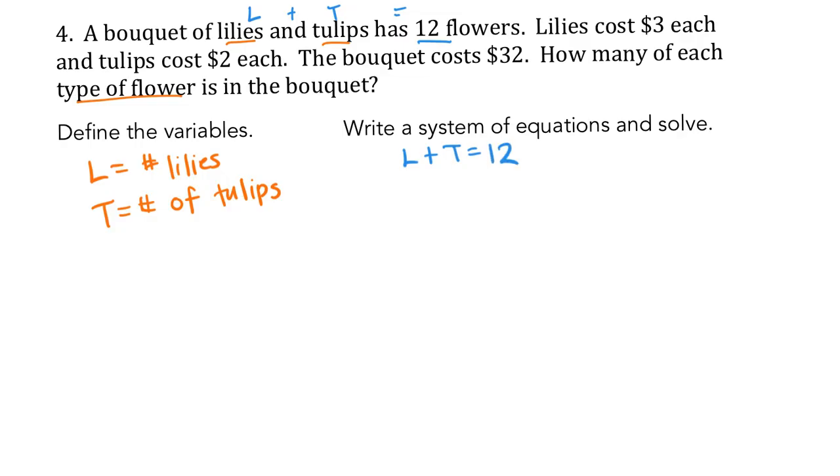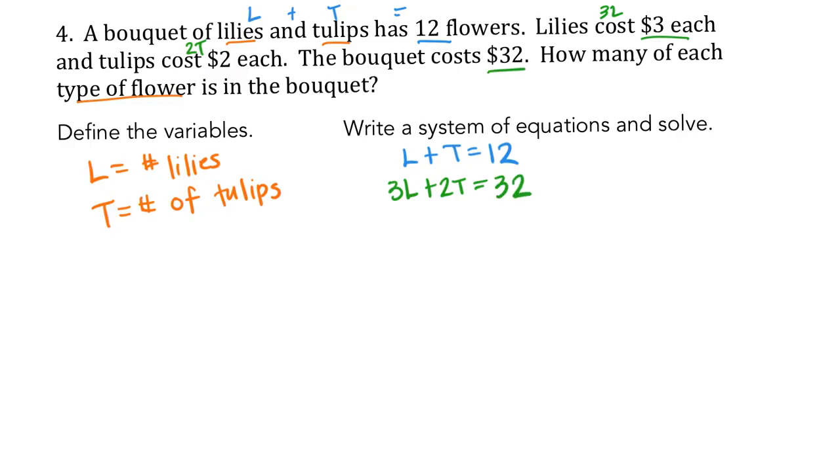Okay, let's read the next one. Lilies cost $3. $3 per lily, $2 per tulip. So this is the money equation. $3 per lily, 2 for tulip equals the money, $32.